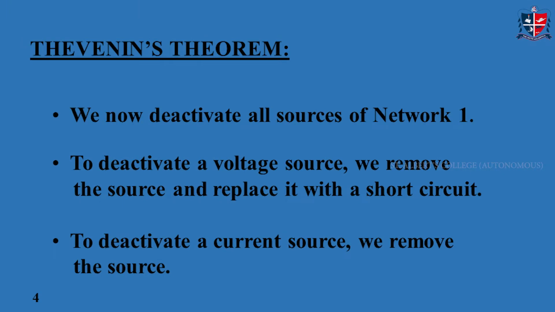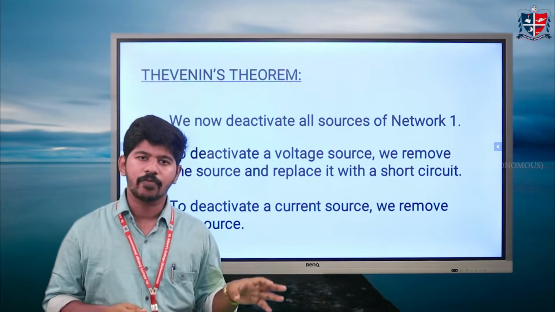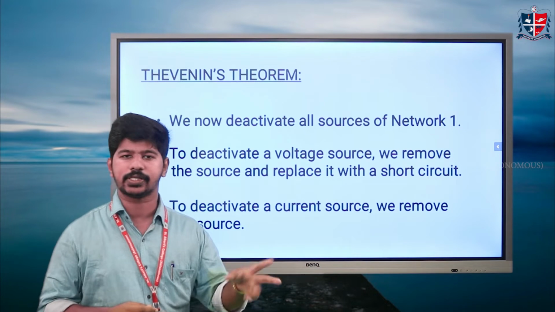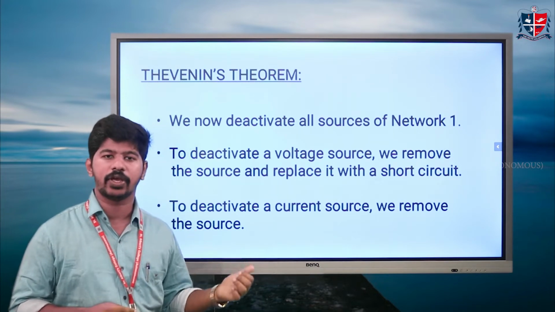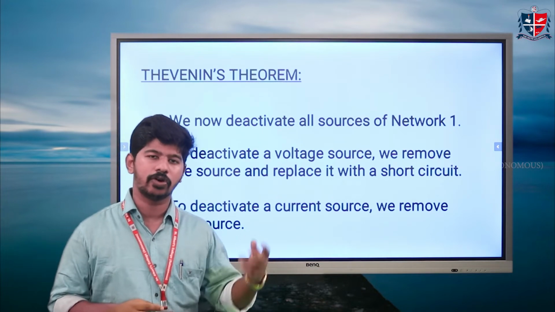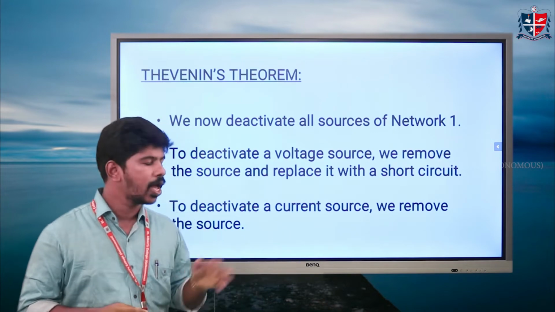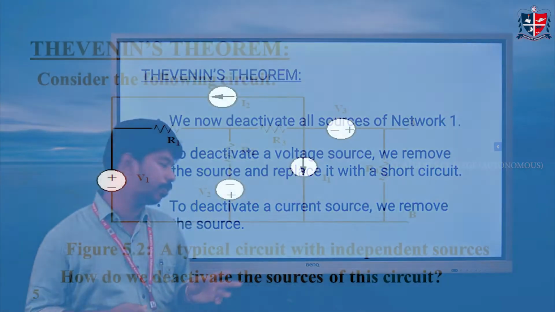Now, how will we replace the sources by their internal resistance? An ideal voltage source has an internal resistance of 0, and an ideal current source has an internal resistance of infinity. So instead of a voltage source, we replace it by a short circuit, and instead of a current source, we replace it by an open circuit.